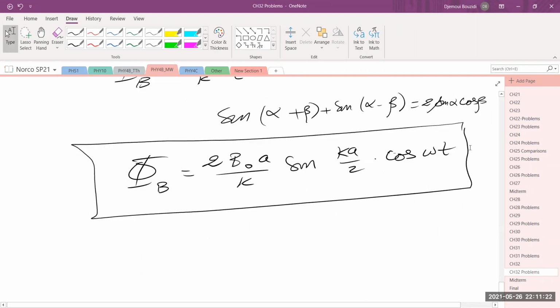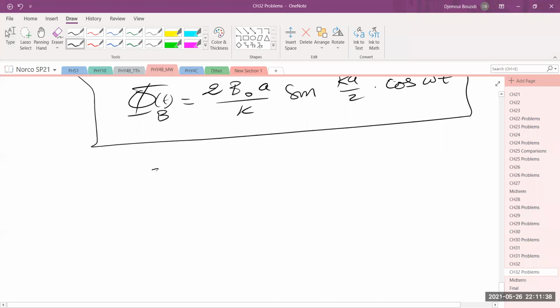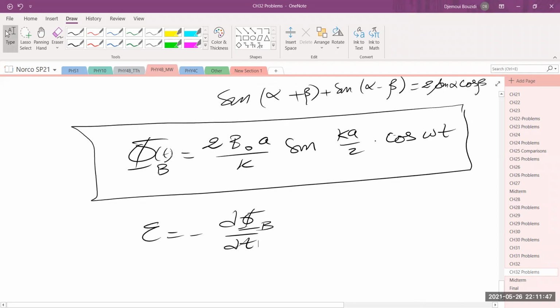Okay, thank you. Okay, so this is a time varying flux. It changes with time. The phi is not constant. And when phi is not constant, there is an EMF per Faraday's law. The EMF is going to be equal to minus d phi b over dt. Since this flux is not fixed in time, because the wave itself is oscillating, it's time dependent.